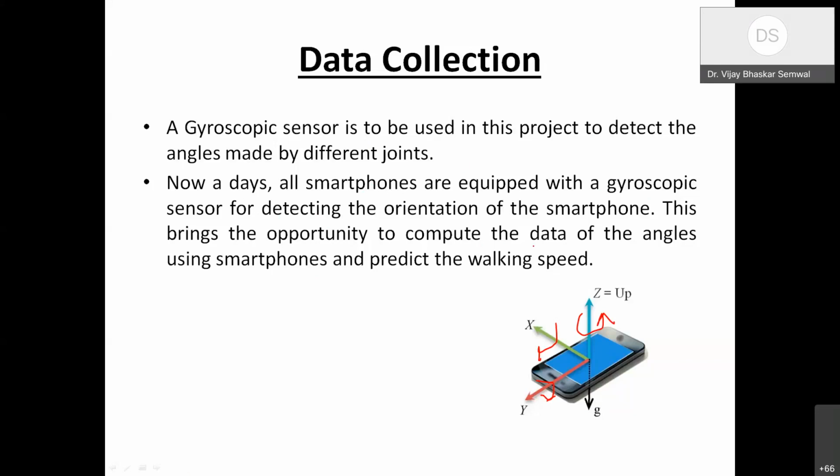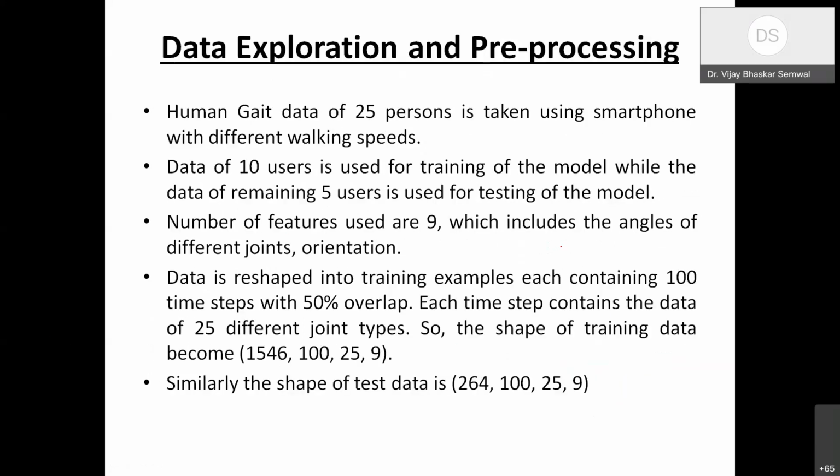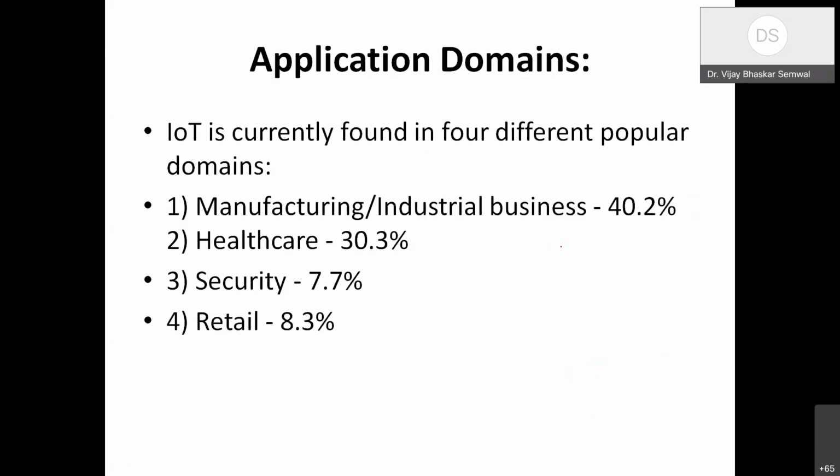And this brings the opportunity to compute the gait data using a smartphone and predict the walking speeds. Okay, so for this solution purpose, we have used this data. Now, coming to the application domain, IoT is gaining quite a lot of popularity, and that's why we propose an IoT-based solution for human health monitoring using gait analysis.